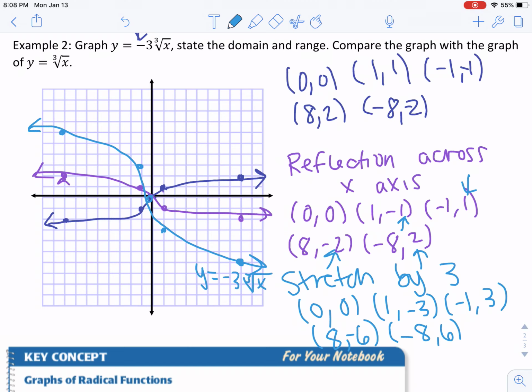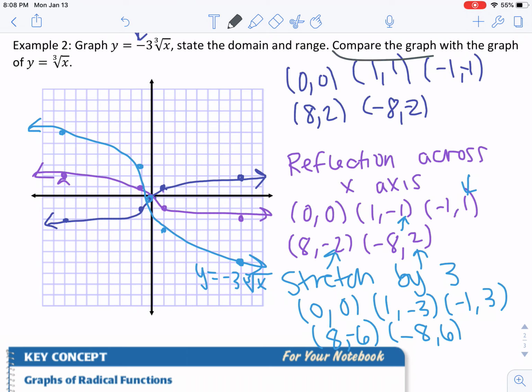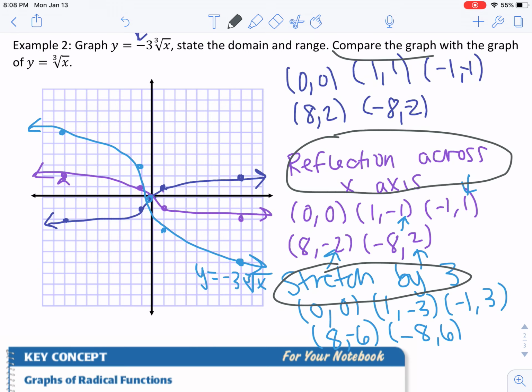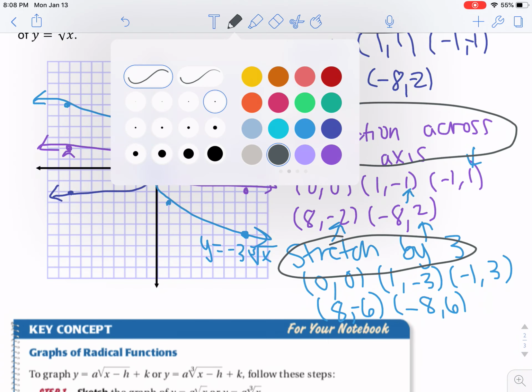If you had done the negative and the 3 at the same time, you would have gotten to the final answer. You just wouldn't have had the middle purple one, and that's more than okay, however you want to get there. When it says compare it, that's your reflection across the x-axis and the stretch by 3. Make sure when you do your reflection that we say it's across the x-axis, and we say our stretch, we say stretch by 3.